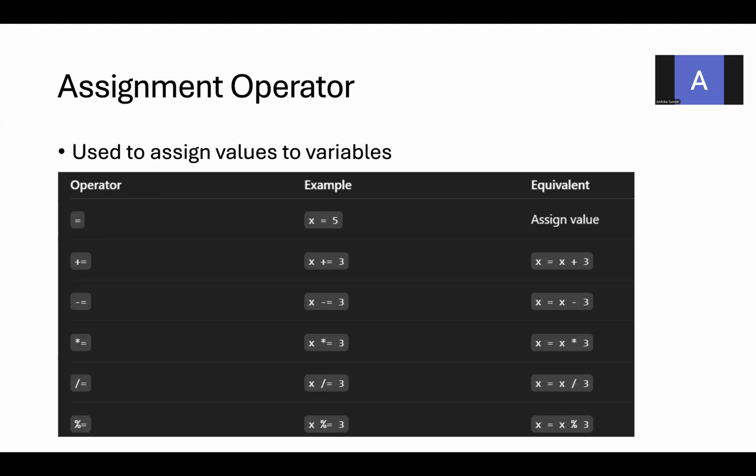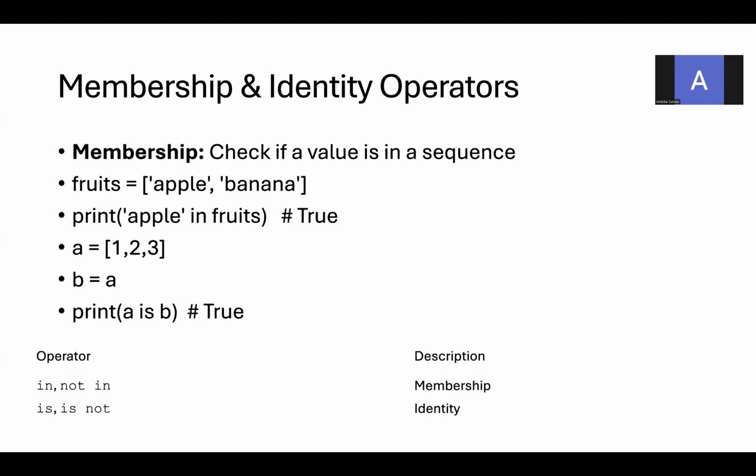And x plus equal to 3 is a shorthand we use in Python to do this increment of 3. x minus equal to 3 is a shorthand we use in Python to implement decrement by 3. So these are the things we have to understand while assigning values to variables.